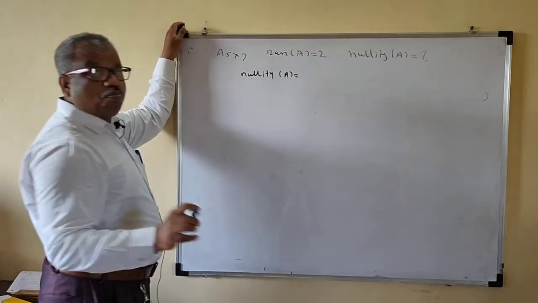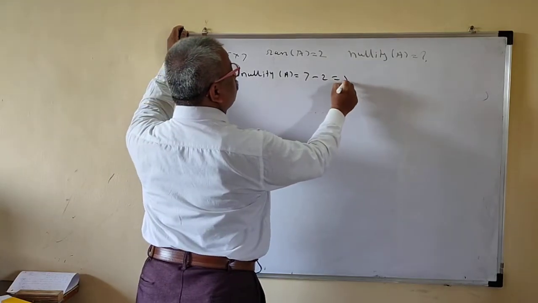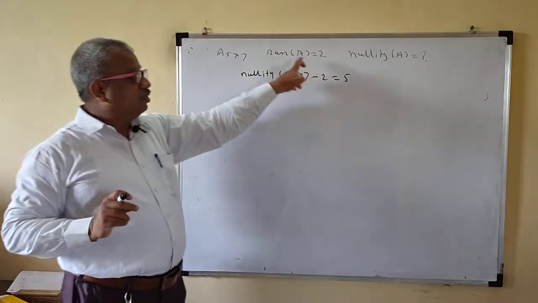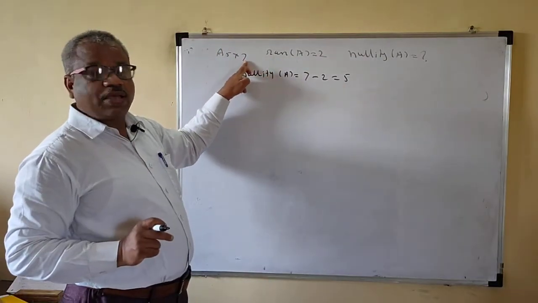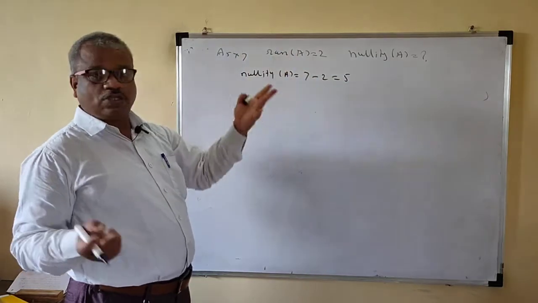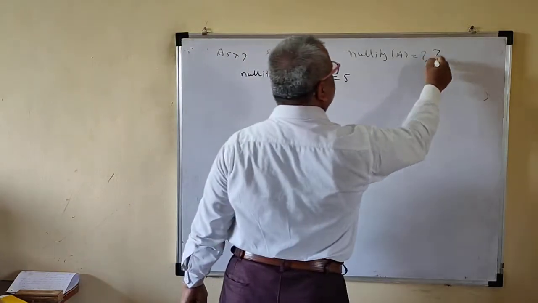is equal to the number of columns minus the rank. How many columns are there? 7. What is the rank? It is 2. So this is what? 5. Because rank plus nullity is the number of columns. So how many columns should be there? 7. And the rank of A is 2. So 7 minus 2 is 5, because 5 plus 2 is 7. So the nullity of A is equal to 5. Okay.